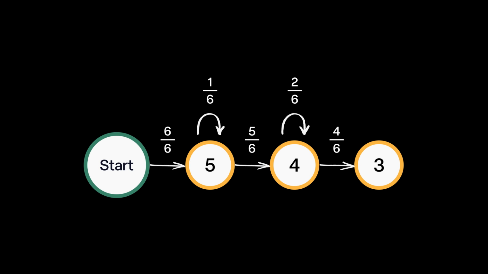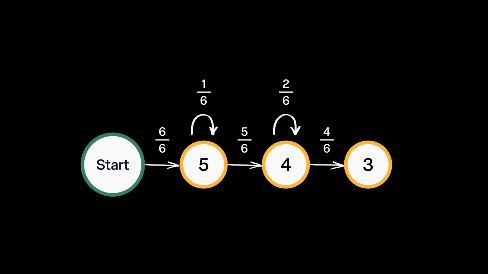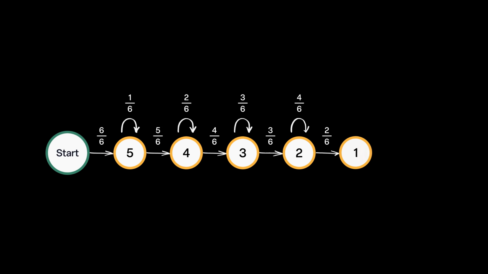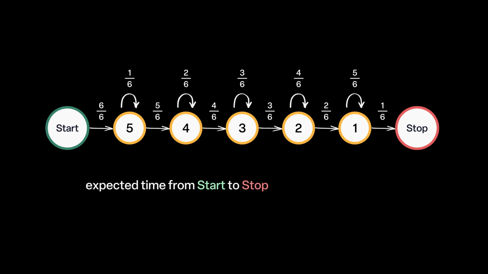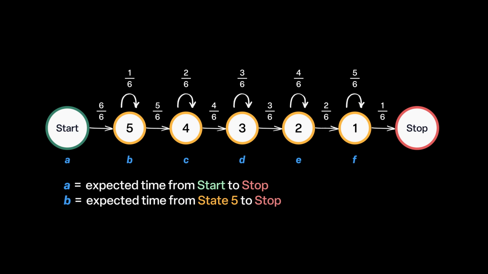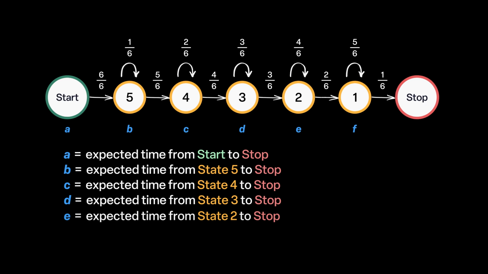By now, you see the entire pattern. I'll complete the diagram. We want to find the average number of steps from the start to the stop state. Again, I'll call that A and place it under the start state. But now we'll need other variables. For example, B will be the average time to go from state 5 to stop. Similarly for C, D, E, and F.